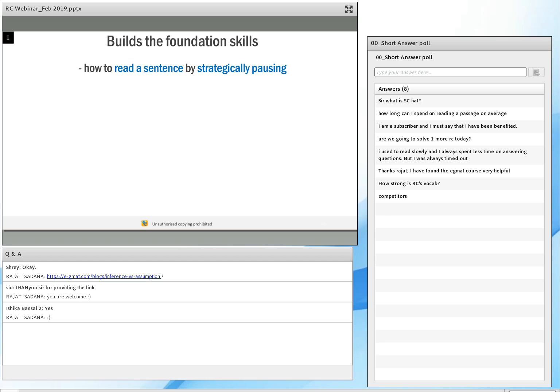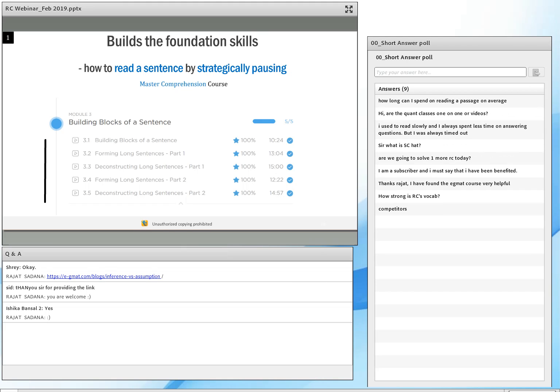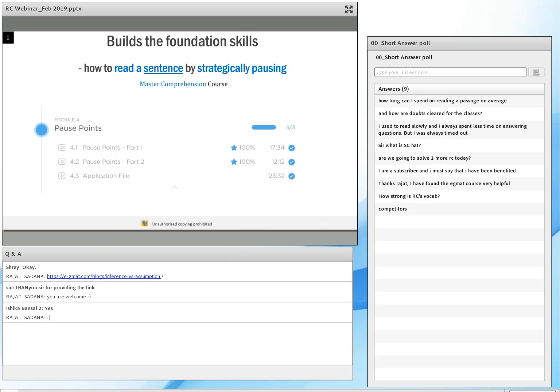So how do you go about preparing for that 90th percentile? You read each sentence strategically. And how do you do that? You go through the master comprehension course. You see the building blocks of the sentence, where we look at how you build a long sentence. We start with a 2-word sentence, and I think we extend it to a 60 or 80-word sentence. And then we tell you how to deconstruct long sentences overall, and then we evaluate you on that. We also teach you how and where to pause.